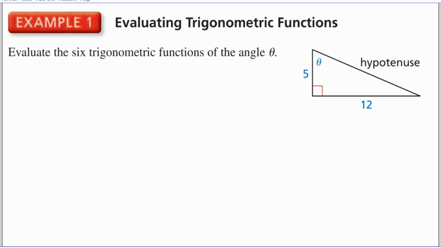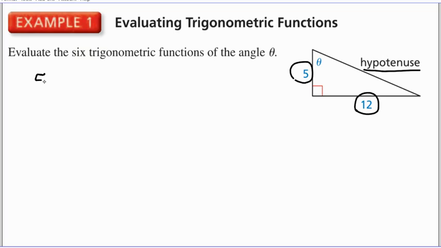All right, so let's evaluate the trig functions. We want to evaluate all 6 trig functions of this angle theta. In order to evaluate all 6 of my trig functions, I need to know all 3 sides. Right now, I only have 2 sides. I have this leg of 5 and this leg of 12. I am missing the hypotenuse. So in order to find the hypotenuse, I'm going to use the Pythagorean theorem. Remember, that's a squared plus b squared equals c squared.